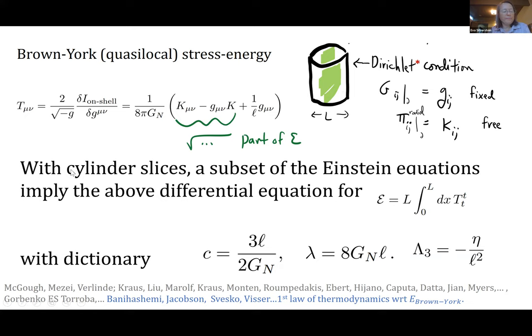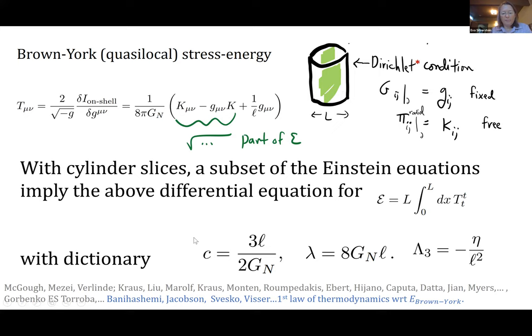And again, Balasubramanian and Kraus introduced this early on as the interpretation of the AdS/CFT stress energy tensor. So we're working on these cylinder slices again. Let's take this Dirichlet condition to be a cylinder. And what you find, and this was the big insight of McGough, Mezei, and Verlinde some years ago, is that the Einstein equations imply the same differential equation that Zamolodchikov and company had found for essentially the same quantity, the energy, which in this language is the TT component of the stress tensor. So the same differential equation is encoded in the Einstein equations.